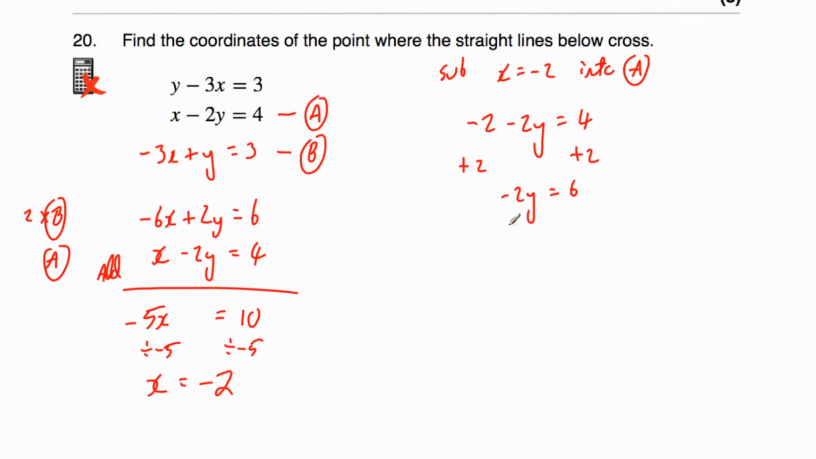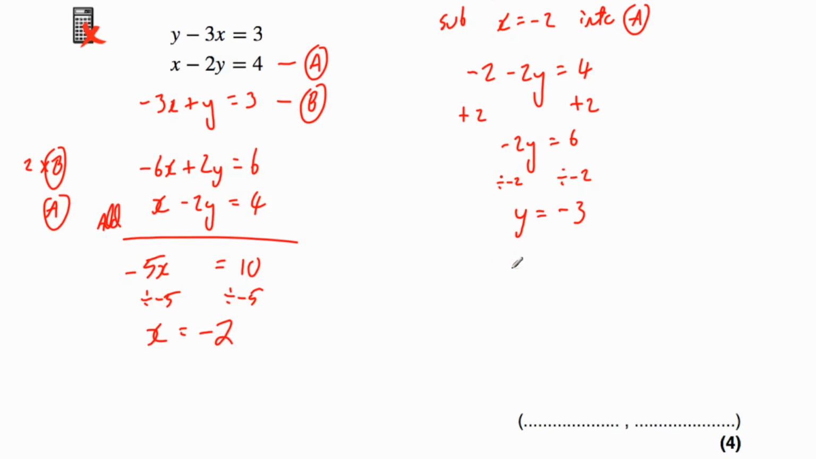And then we don't want minus 2y. Let's divide by minus 2 and divide by minus 2. Minus 2y divided by minus 2 would just be y. So we're going to get y equals, and 6 divided by 2 is 3. So 6 divided by minus 2 would be minus 3. Now in this question, we were asked to find the coordinates of the point. Remember, the coordinates come with the point x, y. So that would be minus 2, minus 3.